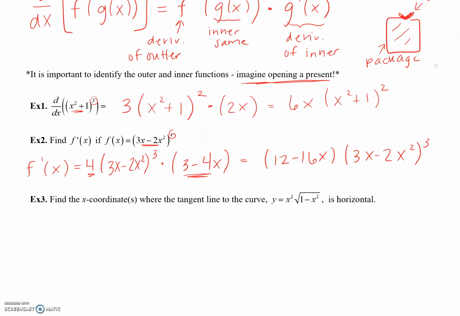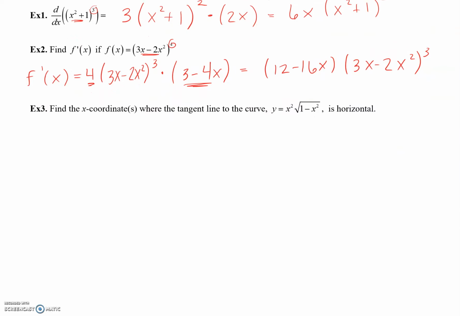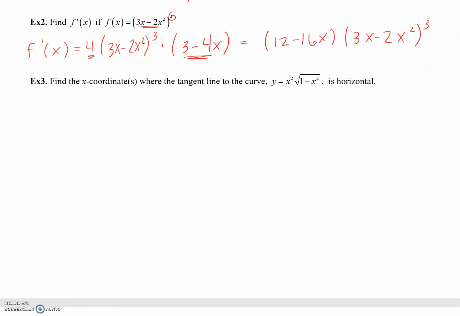All right, so now we are going to move on to one that's a little more challenging. So this one says, can we find the x-coordinate where the tangent line to the curve is horizontal? So we're not just finding the derivative. Now we want to know, when does that derivative have a slope of 0? So I'm going to make a note. The tangent line being horizontal means the slope is 0.